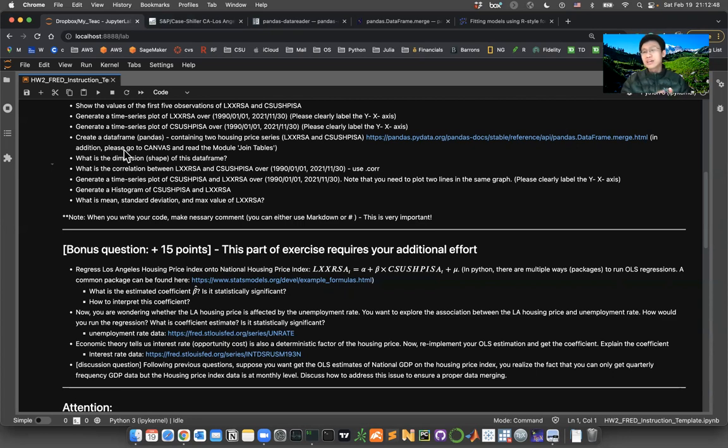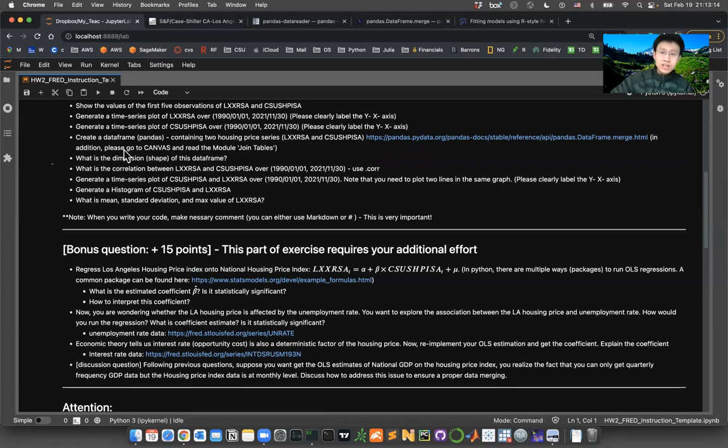You need to copy the data from one spreadsheet to another, something like that. So this is called merging. Basically, you want to merge the data together into one table. In this context, I want you to create a new table that has the time indicator, the LA housing price, and the national housing price.